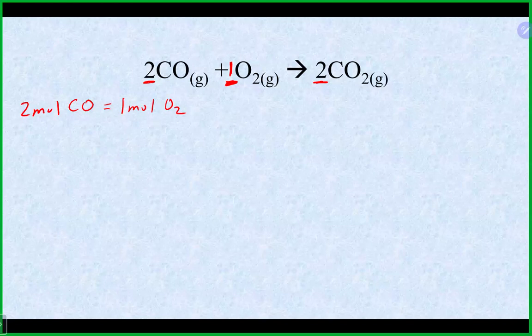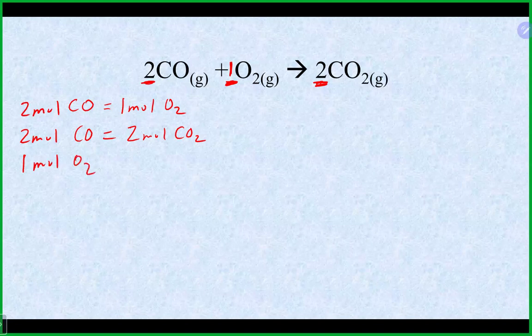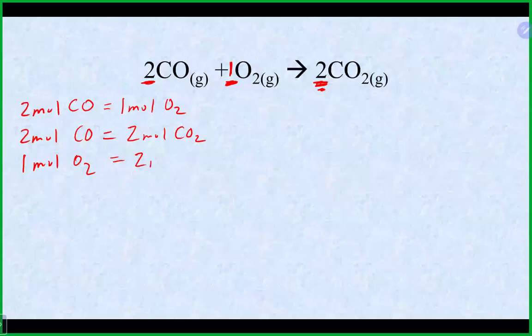So that is basically a stoichiometric equality. I could also say for every 2 moles of CO I toss in there, I'm going to get out 2 moles of CO2. And again, these numbers are coming just from the coefficients from the equation. I can also say for every 1 mole of O2 that I toss in there, I will also get out 2 moles of CO2. These are all what are referred to as stoichiometric equalities.